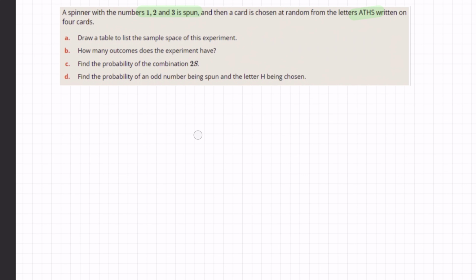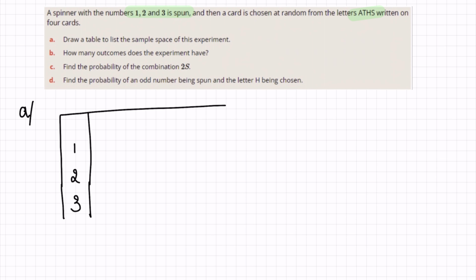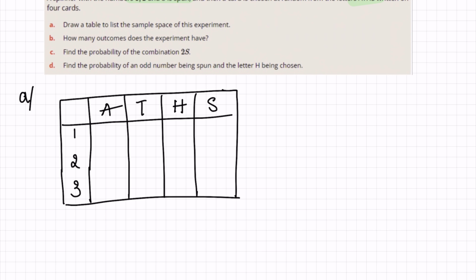However, we consist of two separate steps. So we need to create a table, because the possible outcomes are combinations of two independent steps. So, draw a table with the spinner 1, 2, 3, and all the letters that we have: A, T, H, S. So I will create a table that demonstrates all the possible outcomes.